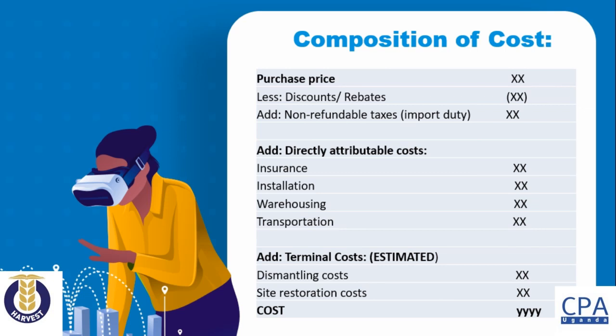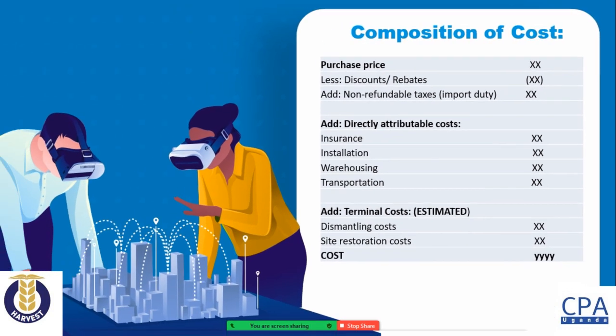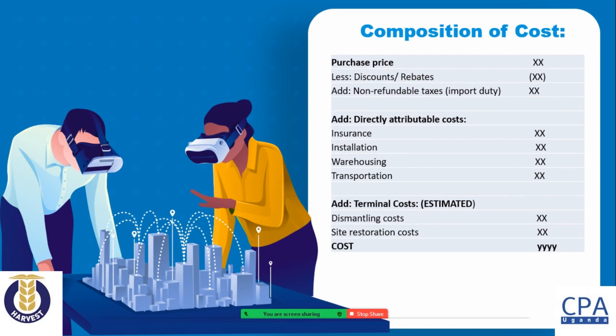So if the examiner gives information regarding purchase of a plant and is indicating to you that the plant was purchased at this price, and these were the taxes incurred, non-refundable. Those of you who have already done taxation, you know that we have refundable and non-refundable taxes. So the non-refundable taxes form part of the cost of the asset. Insurance, installation, warehousing, transportation. I'll share the slide so that you can pick up this pro forma.